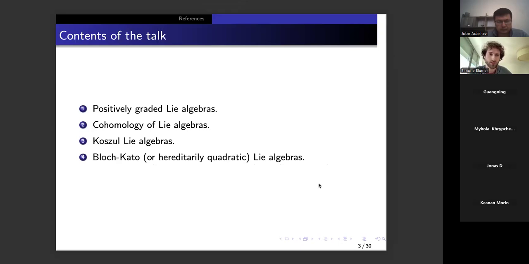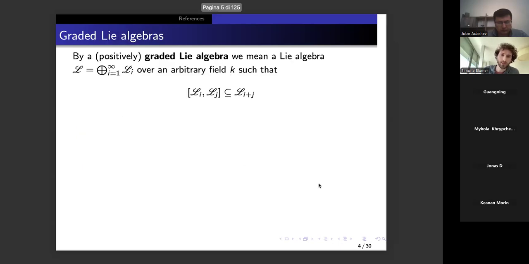So first of all, I want to outline the contents of my talk. I will start with some more detailed definitions of what I mean by a graded Lie algebra and of cohomology of Lie algebras. And then we will study the two main classes of quadratic Lie algebras, which are Koszul algebras on one hand and Bloch-Kato Lie algebras on the other. So let's start with positively graded Lie algebras.